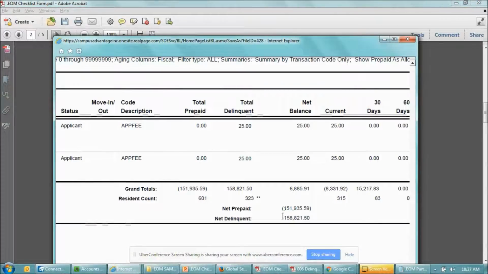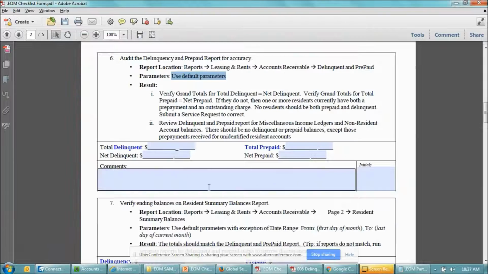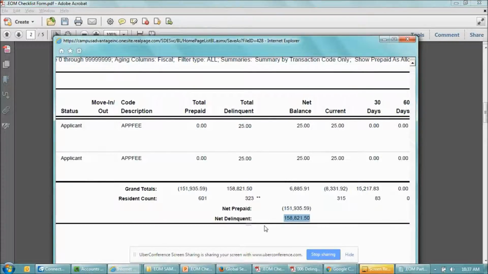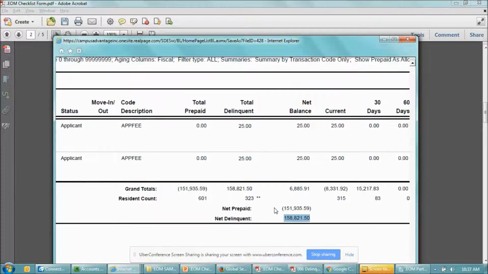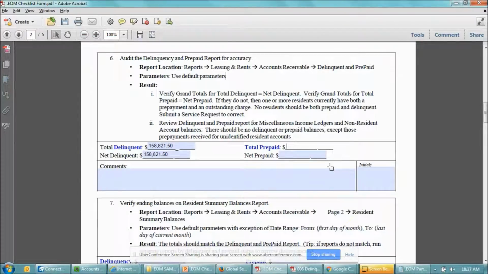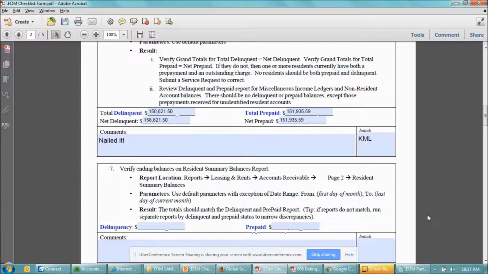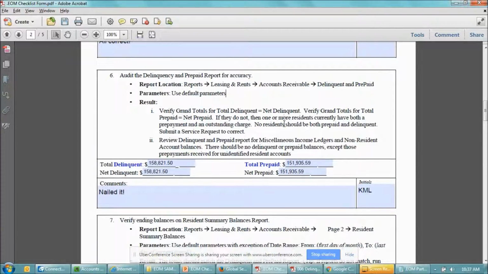So the total delinquent is this, and the total prepaid is, let's see, I put that in the wrong spot. Oh, it doesn't matter. It's the same number. Okay. And total prepaid is this amount. Beautiful. All right, so that is our delinquent and prepaid report.